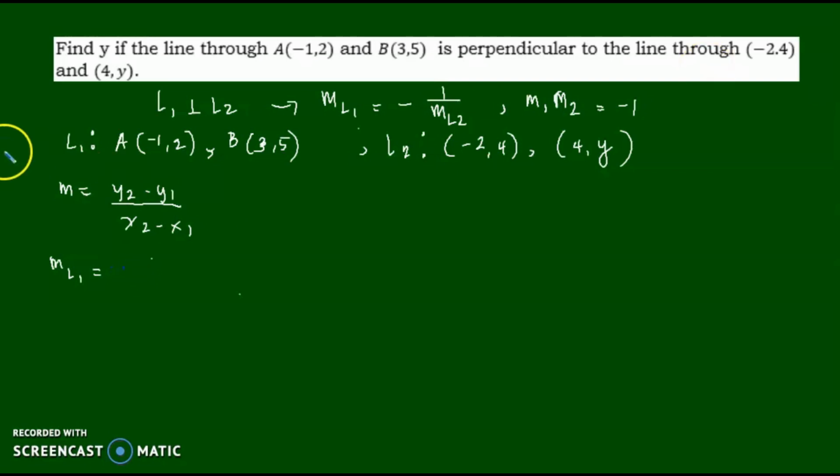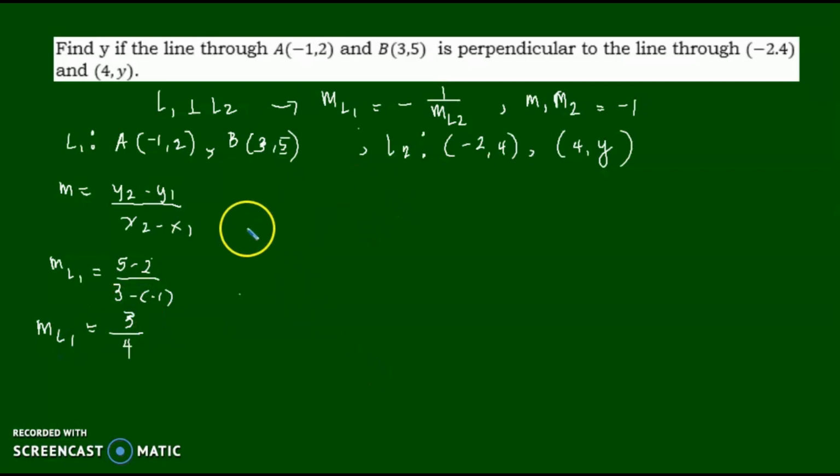Okay, again, 5 minus 2 over 3 minus -1. Okay, simplify. So 5 minus 2 is equal to 3. So 3 minus -1. So this one, negative times negative becomes positive 1. Then add it to 3, that one becomes 4. So therefore, the slope of line 1 is equal to 3/4.